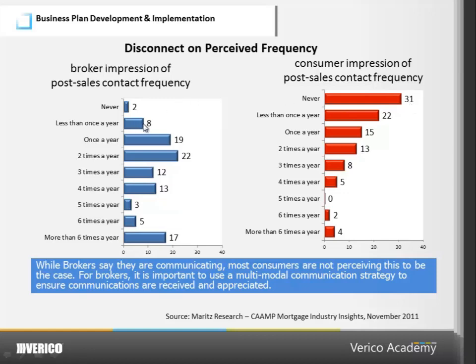Less than once a year, broker says 8%. Less than once a year, consumer 22%. Two huge gaps here. Once a year, 19% for the broker, consumer 15%. 2 times a year, 22% for the broker, 13%. So as you can see, there's a huge discrepancy in what you're doing and what the consumer feels.